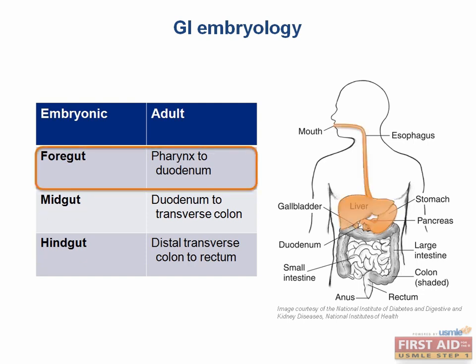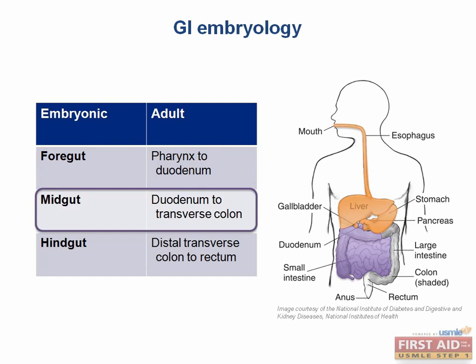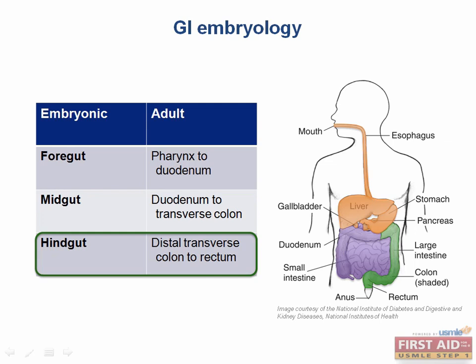First, the foregut contains the structures from the pharynx to the duodenum, which you can see here in orange. Next, the midgut is from the duodenum to the transverse colon, which you can see here in purple. And finally, what is the hindgut? Well, the hindgut is from the last third of the transverse colon to the rectum. The blood vessels that supply these structures are the same throughout development.